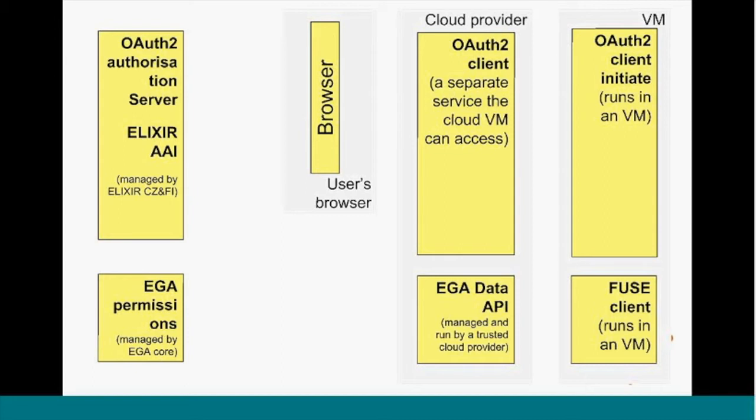And the flow starts from the virtual machine. The software running in that virtual machine is going to create a unique key, and it's going to tell that key to the OAuth2 client run by the cloud provider. And that OAuth2 client is also going to generate a URL which contains that unique key, and it's going to give the URL to the user, and the user is going to go to that URL using his or her web browser. And the software running in the virtual machine is polling the OAuth2 client and asking, do you have an access token for me? And this is happening until there is a valid token.